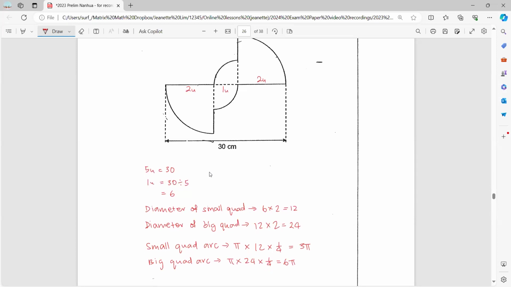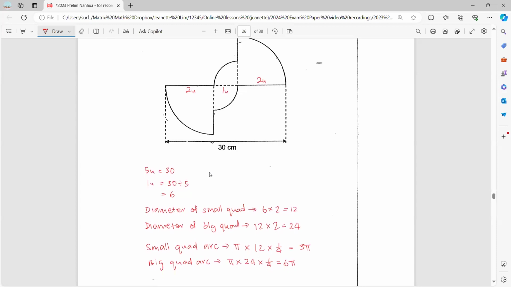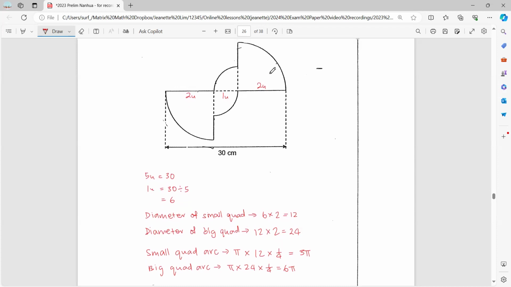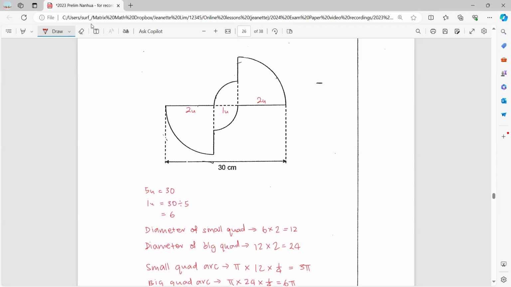Okay, so how many 3 pi's and how many 6 pi's do we have? 2 of each. 2 small quadrant arcs and 2 big quadrant arcs. Then what else do we need to add? We need to add the straight lines. Straight lines will be here, here, this, and this.